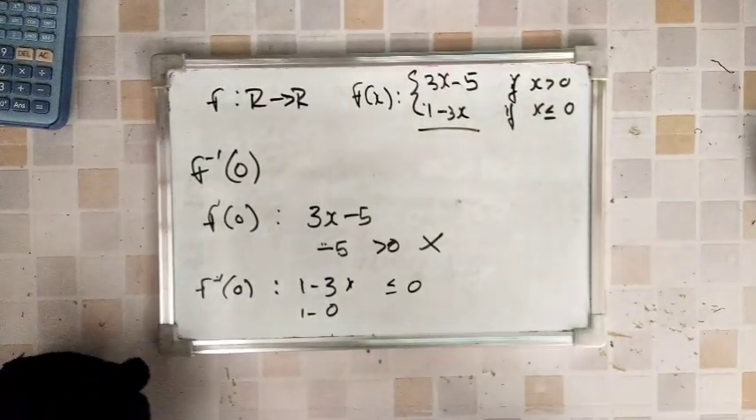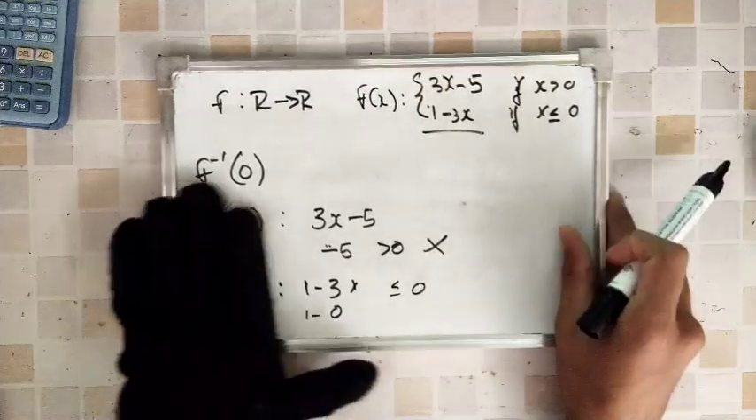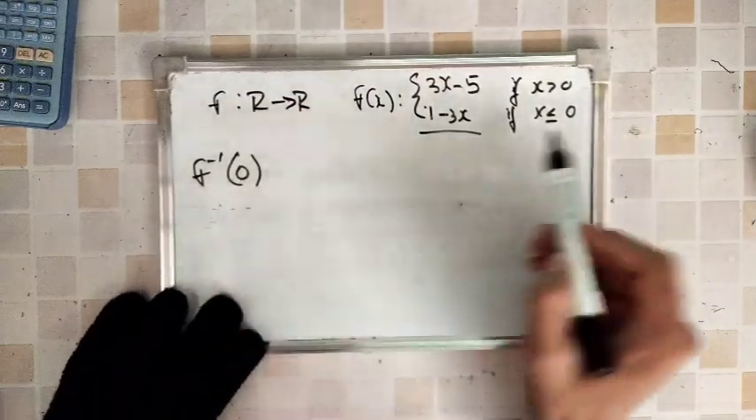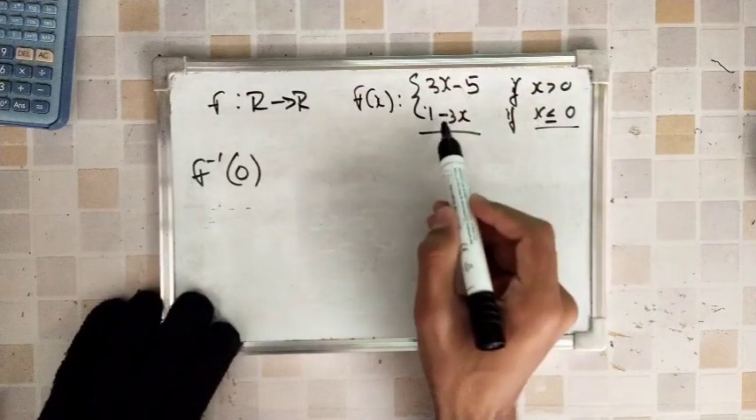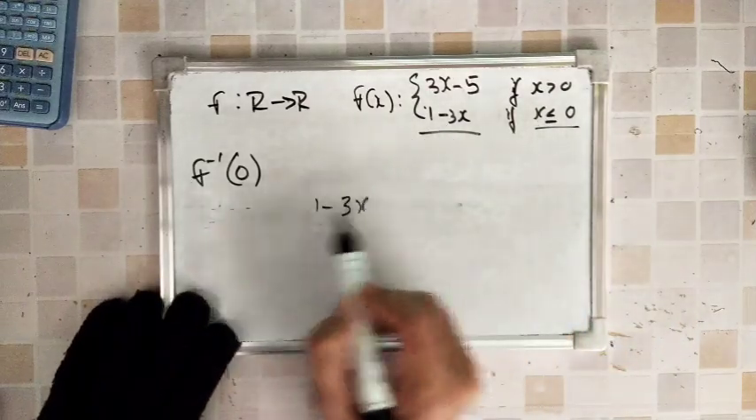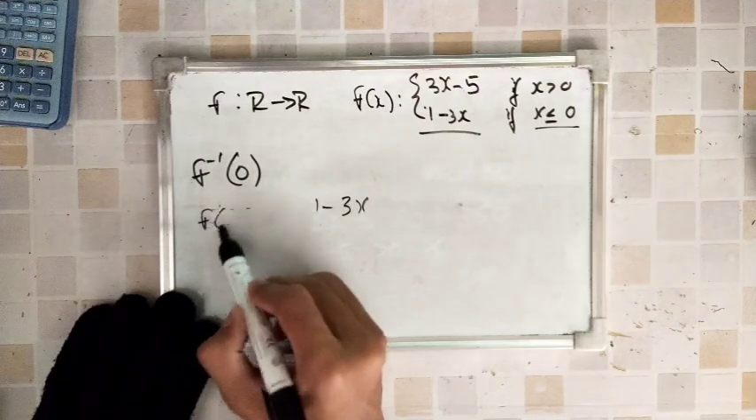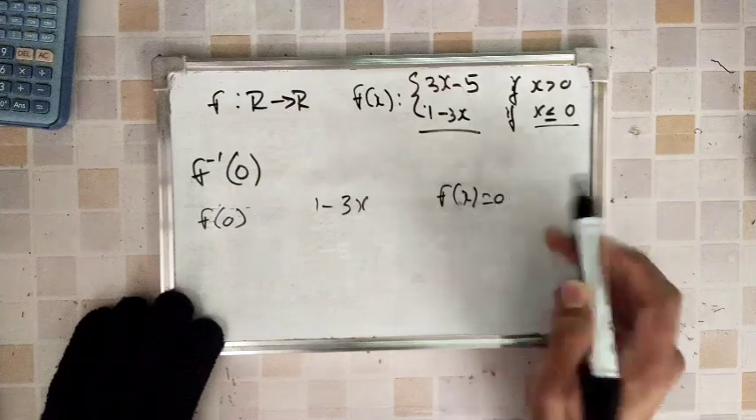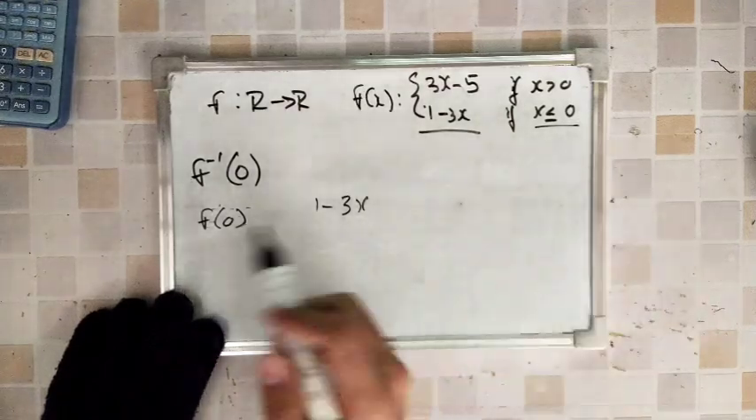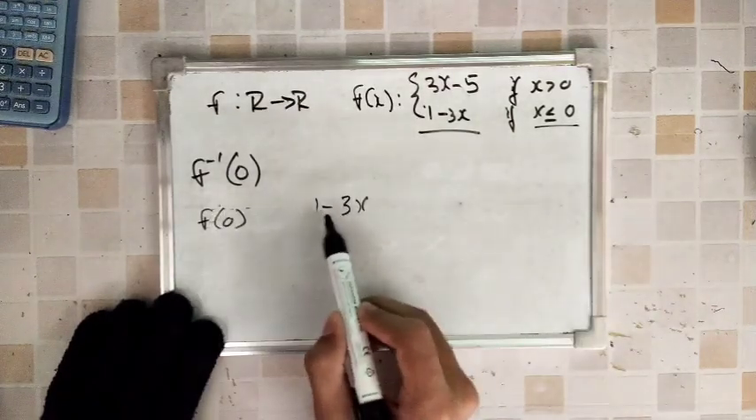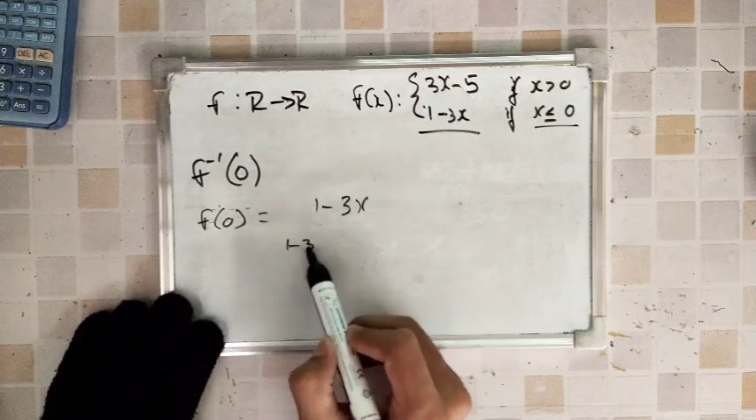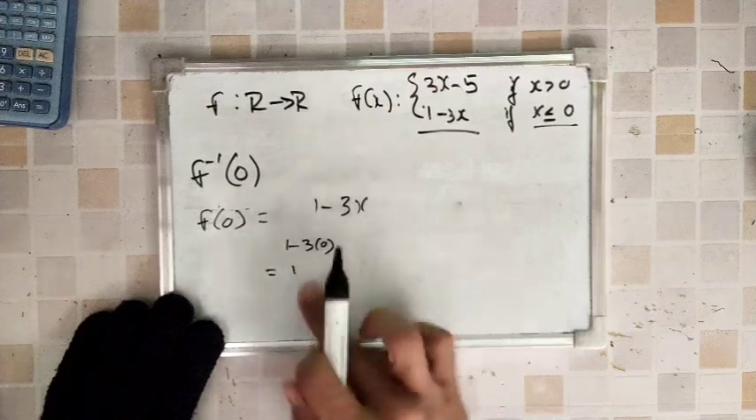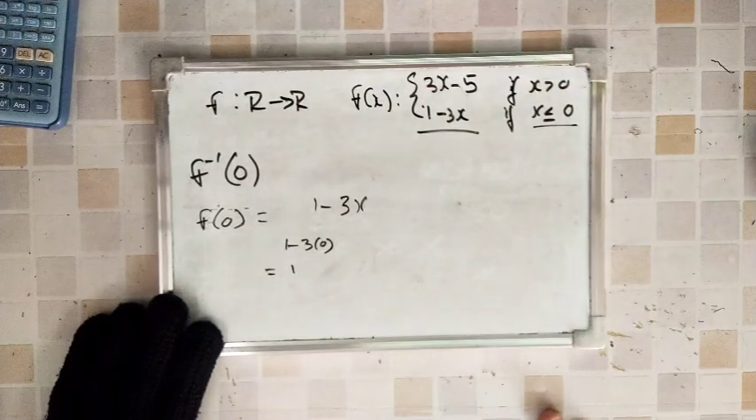Okay, so here I was not supposed to take both. See here, f inverse of 0, the value is 0, so 0 falls under the category x less than or equal to 0. So I have to take the equation 1 minus 3x. Putting 0 in the place of x, f of 0 is 1 minus 3 into 0, which is 1. So this is my answer for f of 0.